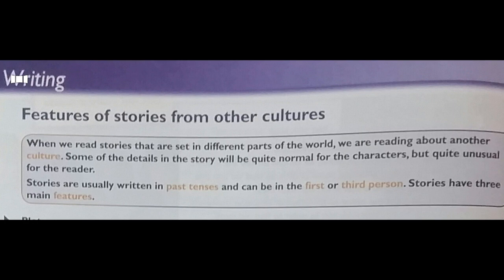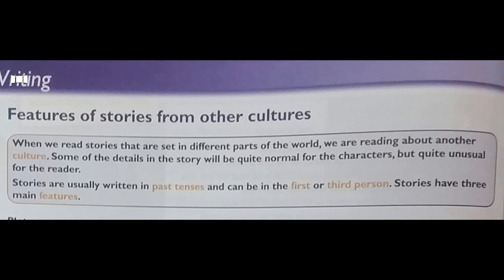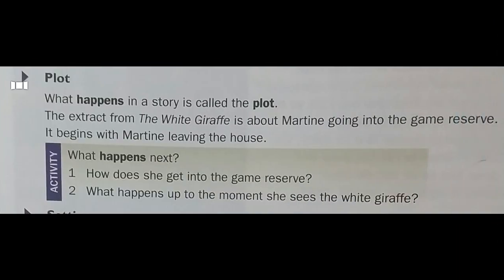In order to write any kind of story, we have three main characteristics or aspects in writing stories. The first feature is called the plot, and plot in Arabic means الحبكة. What happens in a story is called the plot. So all the events that happened in the story, we call these events the plot. The plot again means الحبكة.